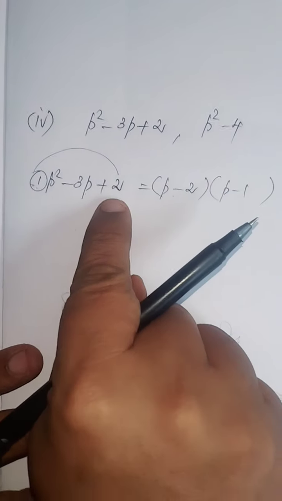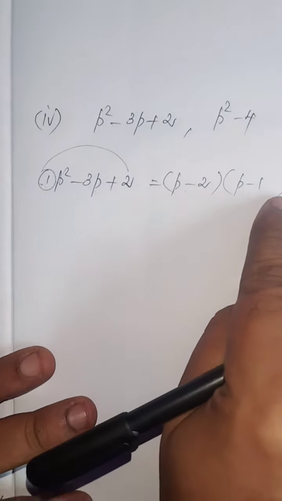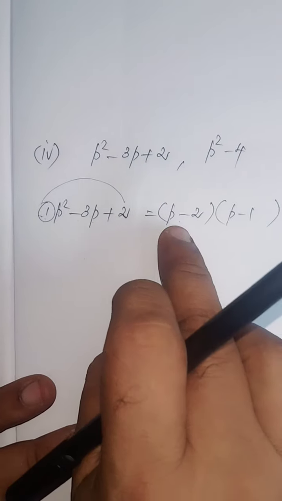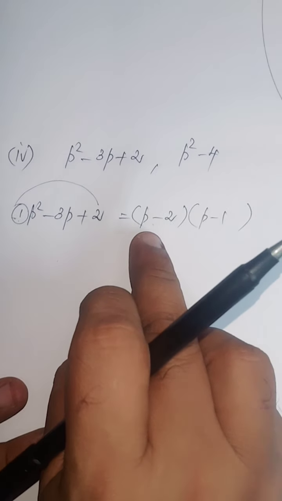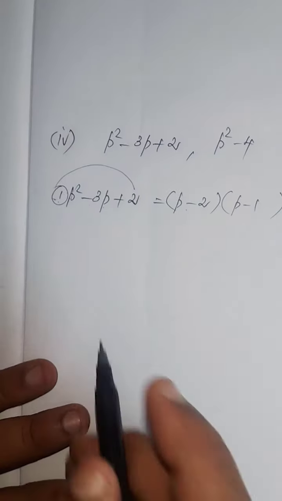Now, the quadratic polynomial has been factorized into two linear factors. Because what is the degree of each? This is 1, this is also 1. If the degree is 1, we can say that it is linear. This is a linear factor, this is also a linear factor. Okay, the first polynomial is factorized. Now I get into the second one.